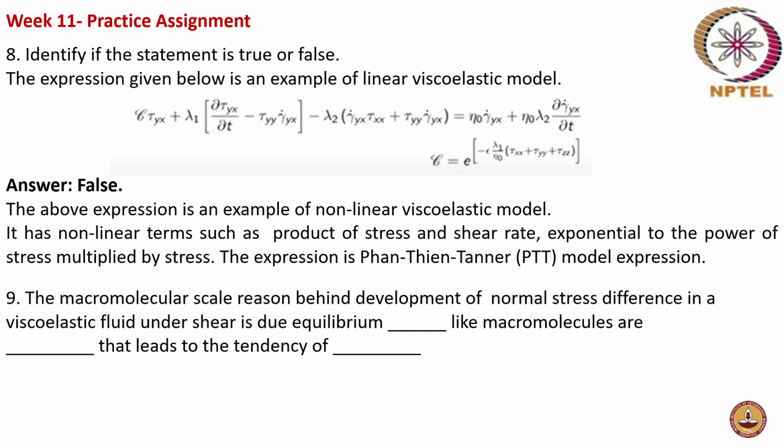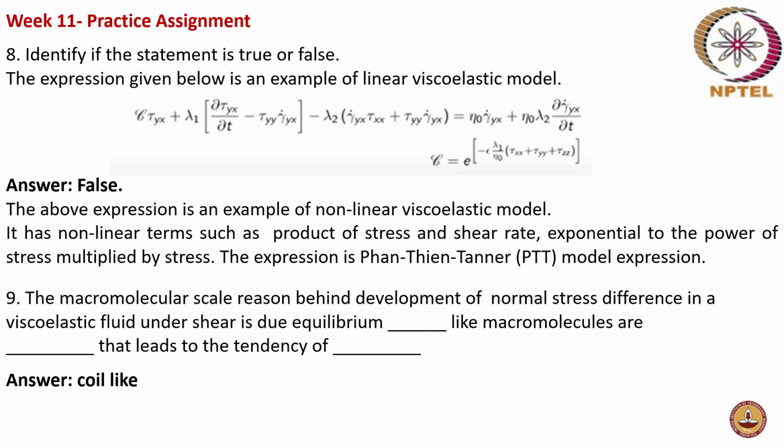The macromolecular scale reason behind development of non-normal stress differences in a viscoelastic fluid under shear is due to equilibrium dash-like macromolecules are dash that leads to a tendency of dash. So the question is basically, what is the reason behind normal stress difference in a viscoelastic fluid? What is the macromolecular structural reason behind the development of normal stress difference in a viscoelastic fluid?